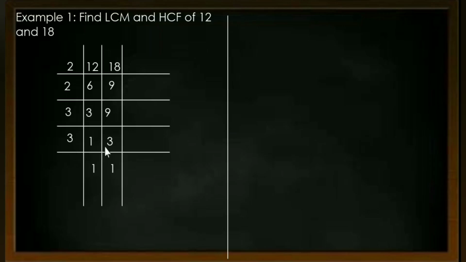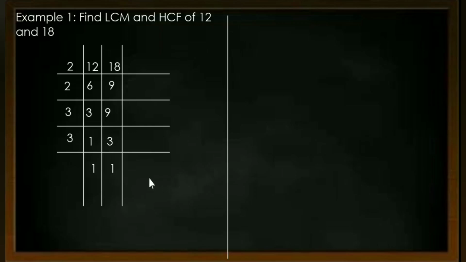And when 3 goes into 3, we'll have a 1. So this is how you will know that you have come to the end of the LCM and HCF you are considering. By the time you have ones, all ones, you can see 1 and 1, right? By the time you have all ones at the end of the table, you know that you have come to the end.